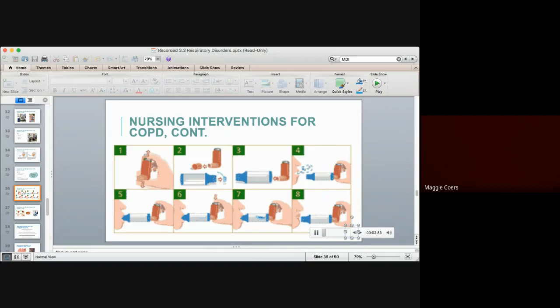So here are the steps for the use of a spacer here on the slide for you. Make sure you review the use of a spacer before you teach the patient so you know that you're doing it correctly. And proper use is really important so that they can get the full dose of the medication.